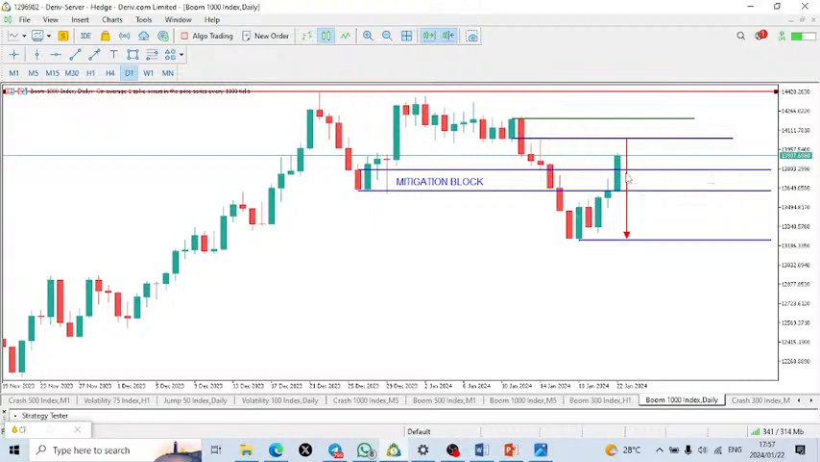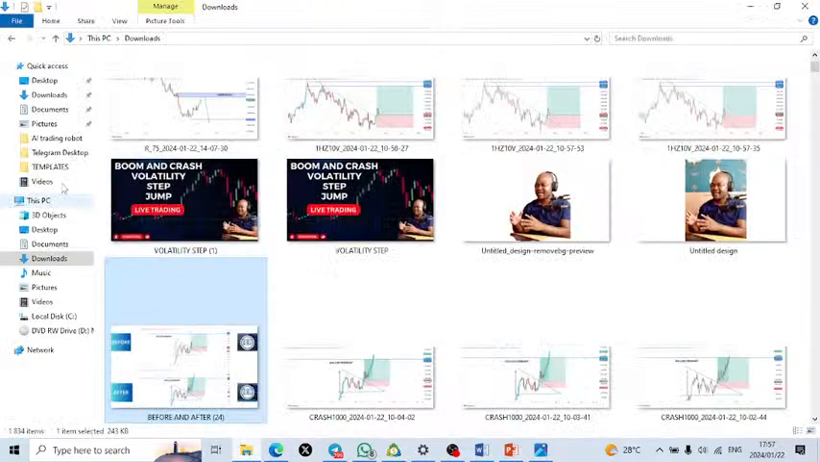So that means if you have 1,000, you are only risking what? $20. Okay, let me just take you to my calculator. This is the beauty of using this calculator.